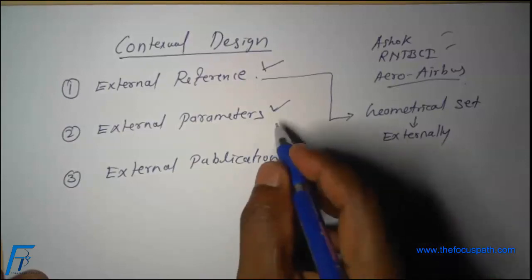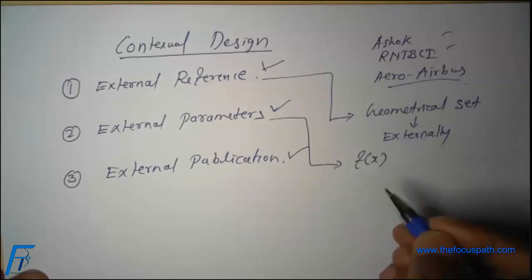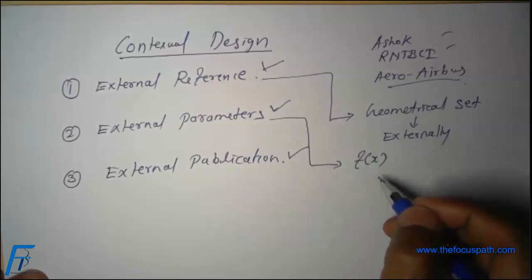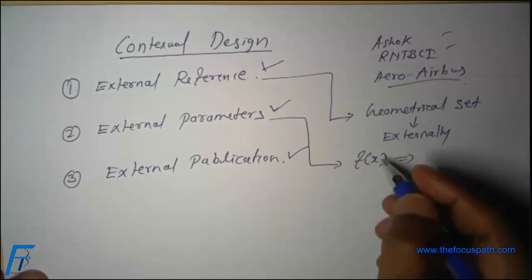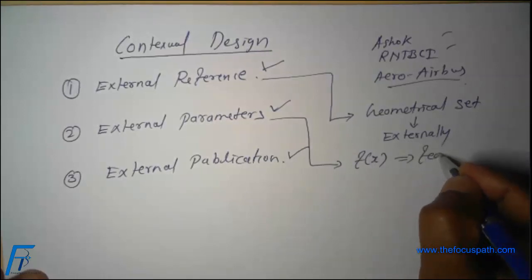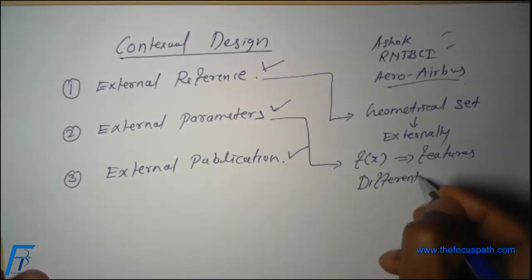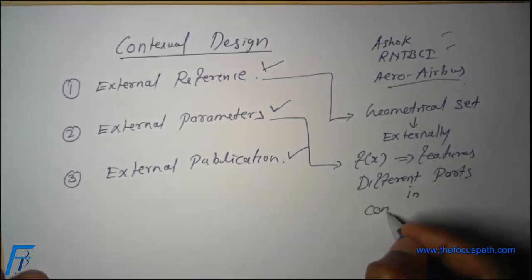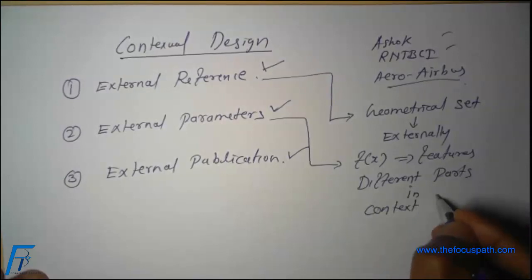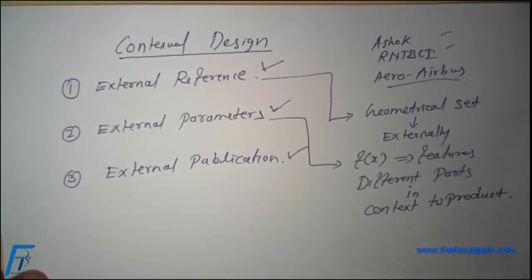Then we see parameters. What could be the parameters? I'm going to give an f of x relationship between the components, between the parts within the same product. So I'm going to give a relation between the features of different parts in context to the product, okay? So this is very much important.